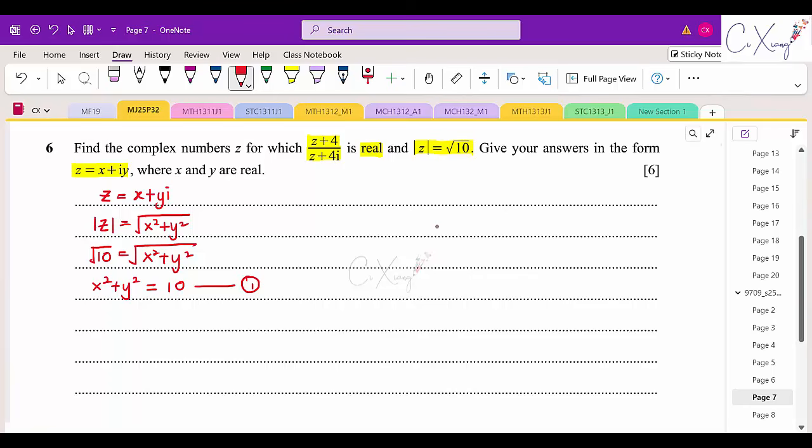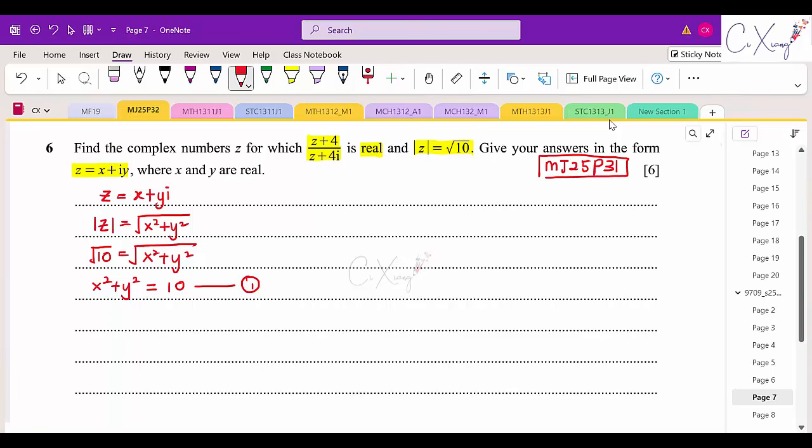Alright, after that we need a second equation so that we can solve simultaneously to get the answer for x and y. Where can I get a second equation? We can get it from here. I just want to mention again, this question is very similar to one of the questions in the May-June 2025 paper 3-1.